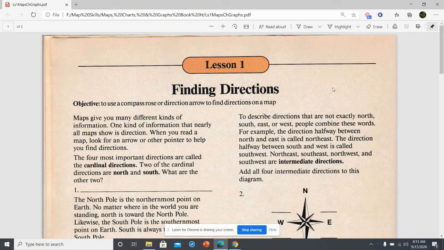All right, this is lesson 1, finding directions. Objective: to use a compass rose or direction arrow, also called a direction indicator, to find directions on a map.